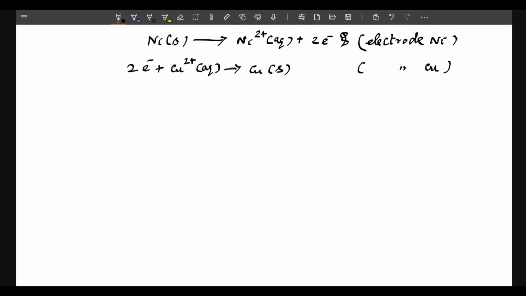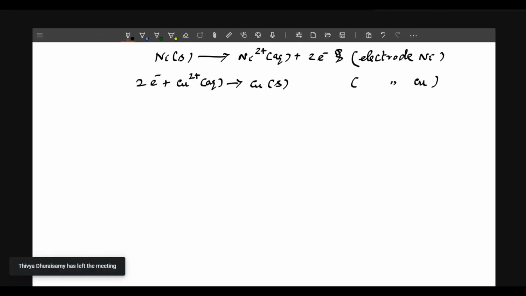Which one is correct? Option B. Option B is the correct one. Option B, that is cations to the cathode. Okay.